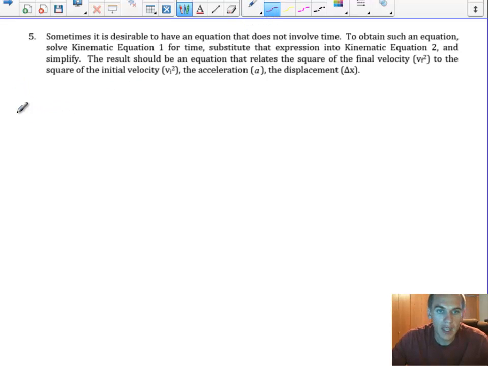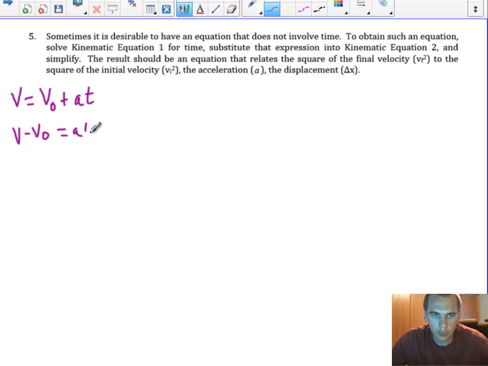So what we're going to do is take our first kinematic equation, final velocity equals initial velocity plus acceleration times time. We're going to solve this equation for time. To do that, we're going to subtract v naught from both sides. So v minus v naught equals at. And then we're going to divide both sides by a, and we get time equals our change in velocity, v minus v naught, divided by acceleration.